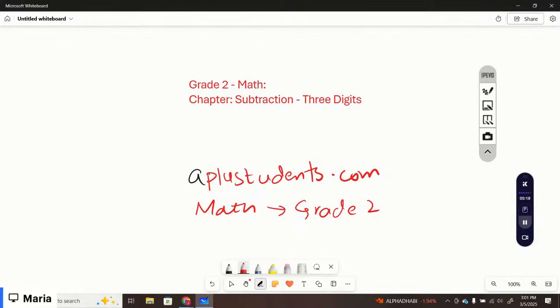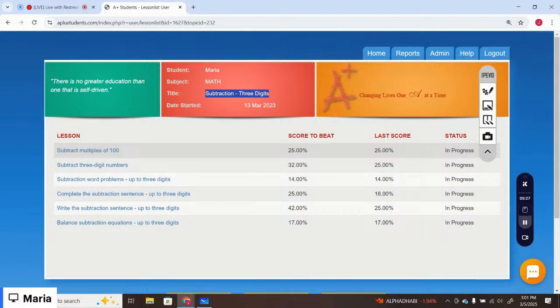So please make sure you have your notebook and pencil so that you can note down the important examples and definitions as well. The math chapter we are on right now is subtraction, three digits. Let's just start with the first lesson, that is subtract multiples of 100.